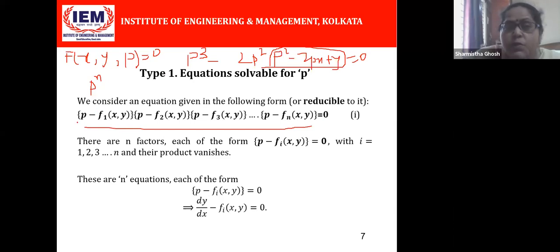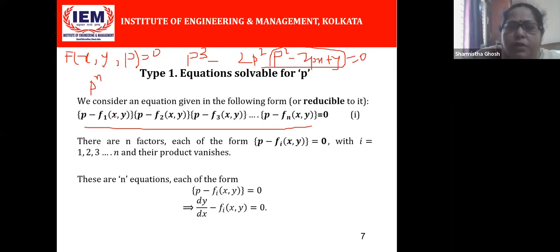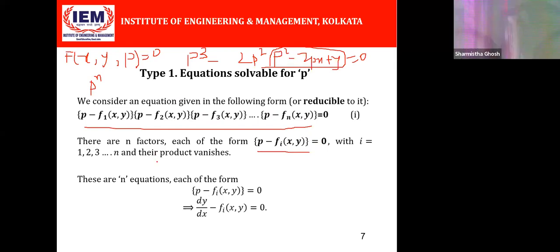In linear factors, so p minus some function of x, y, because see what your equation contains: x, y, and p. So this should be expressible, or reducible, in this form, where we are actually factorizing the equation as a product of n factors, like p minus f1(x,y), some function of x, y, another factor p minus f2(x,y), another factor p minus f3(x,y), like this. If your equation is of degree n, if it contains (dy/dx) to the power n, then it will be reducible as a product of n factors, right? So the general form of any one factor, I can say, is p minus fi(x,y) equal to 0, where i can vary from 1 to n.